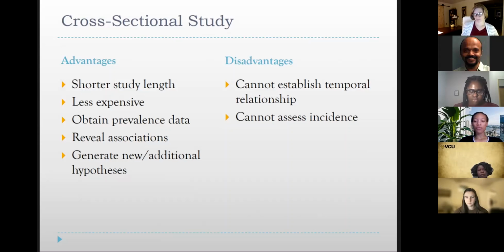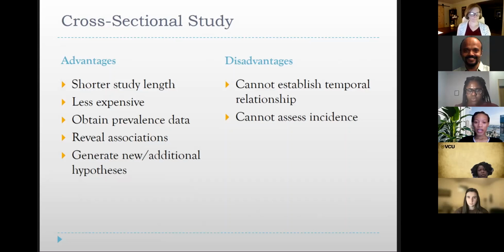So you're not able to assess the risk, but you are able to assess the health status or the prevalence of an outcome or a disease in the population at that point in time. It can also reveal initial associations between variables and generate new or additional hypotheses for further study. Some of the disadvantages are that you can't establish the temporal relationship, so you don't know whether the exposure happened before the disease or vice versa. And then, like I said, you cannot assess incidence or risk.